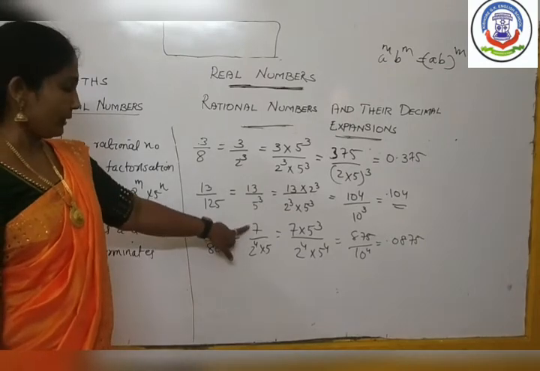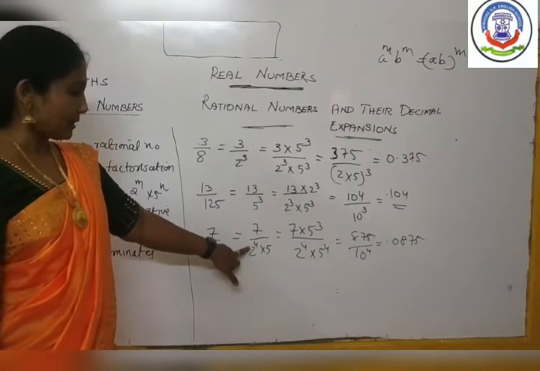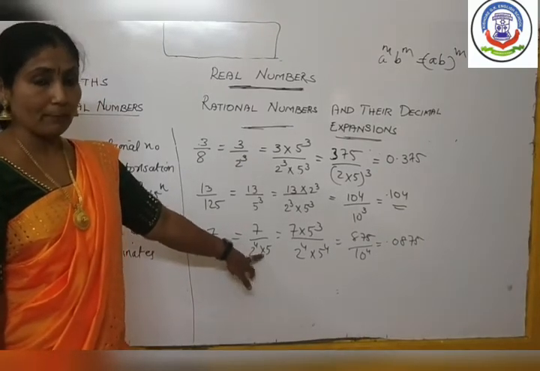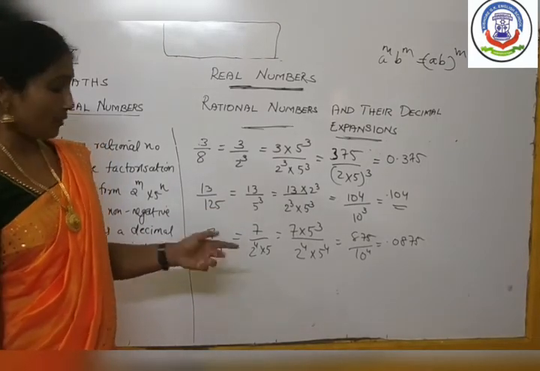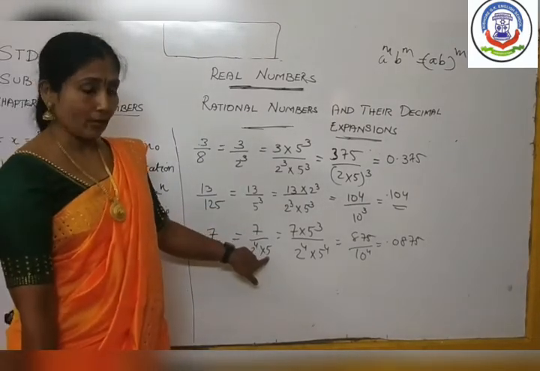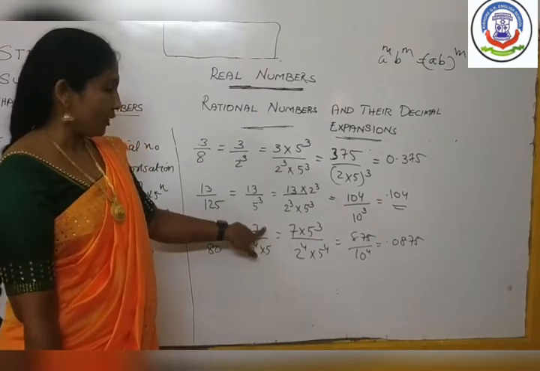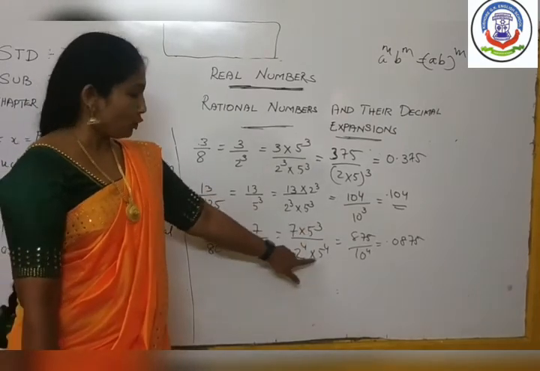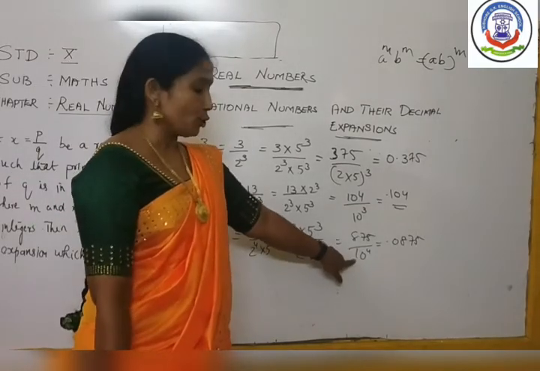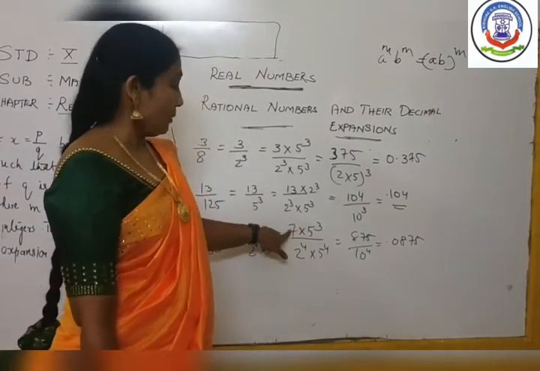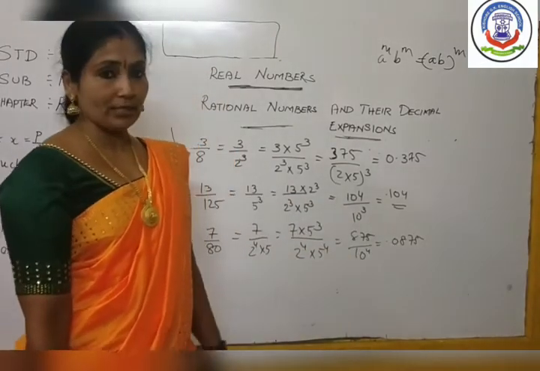Same way 7 upon 80. For 7 upon 80 you got the prime factorization 7 upon 2 raised to 4 into 5. But here you have to make it 2 raised to 4 into 5 raised to 4. That means 10 raised to 4. Then it is easy for you to convert it into a decimal expansion. For that purpose, one 5 is already there. Then what should be multiplied? You should multiply by 5 cube. One more 5 cube. That 5 cube you multiplied in the numerator. So the denominator will be changed into 5 raised to power 4, that is 10 raised to power 4, and the numerator will be 7 into 5 cube, which is 875. That means 0.0875.